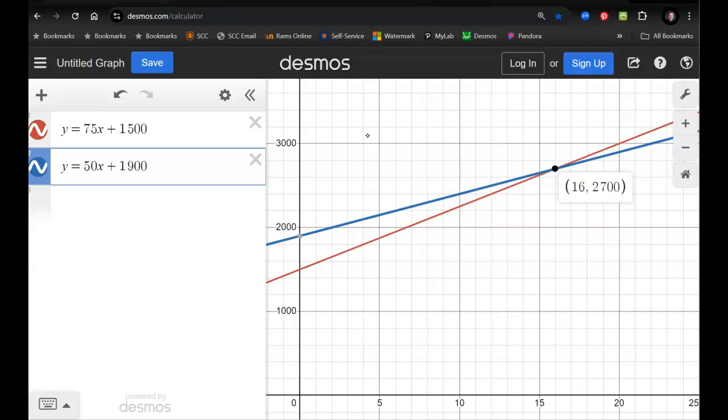Of course, we see that here on the graph with Desmos, which makes that really easy, and that represents the point where both equations are the same. If I want to know which one is the cheaper option, then we can see it changes based off of which side we are on that 16-year mark.